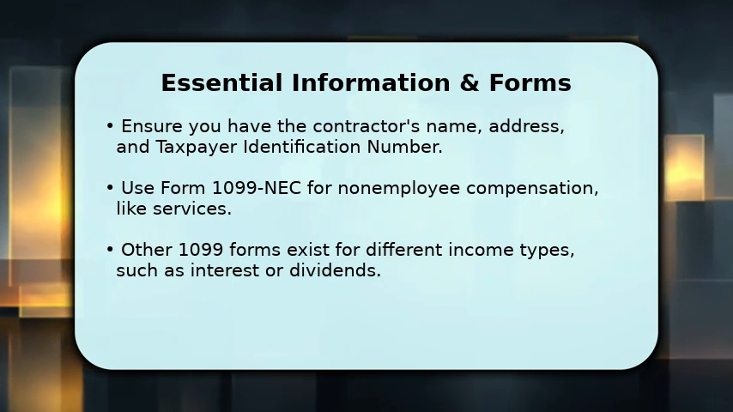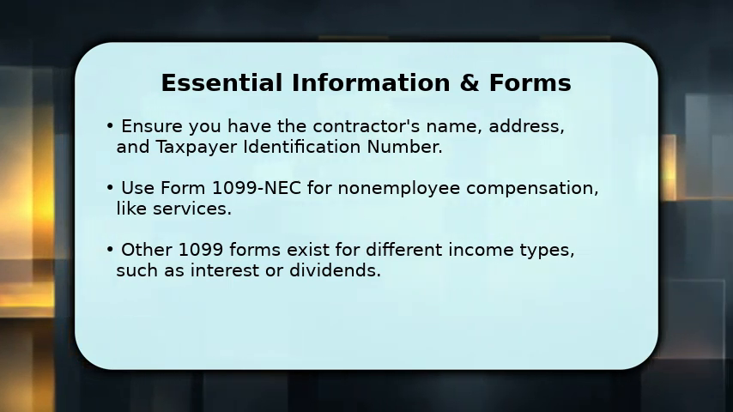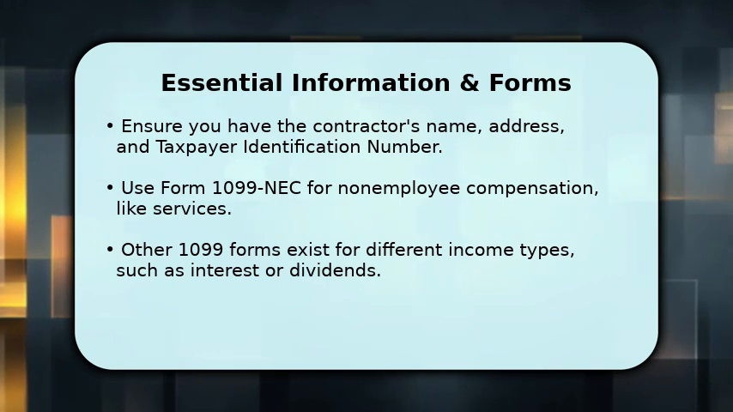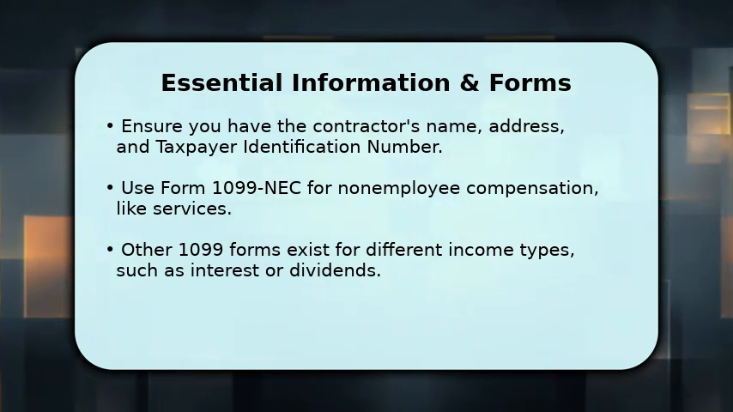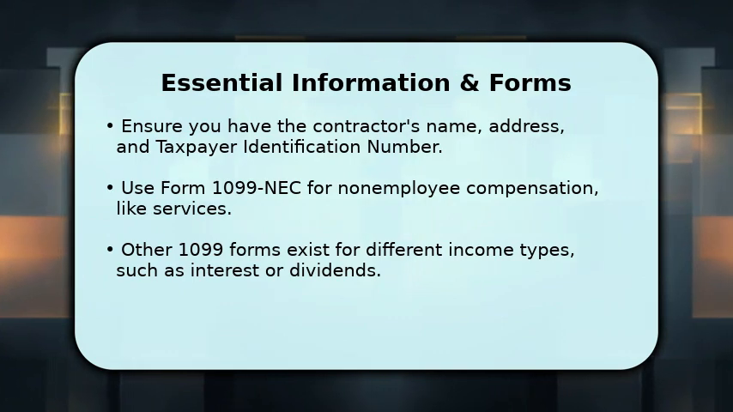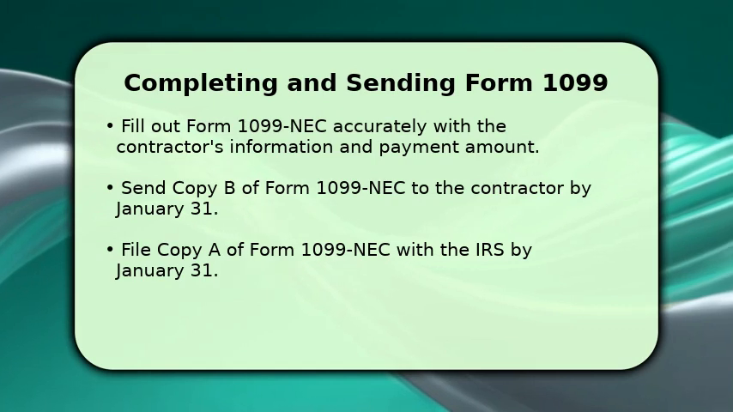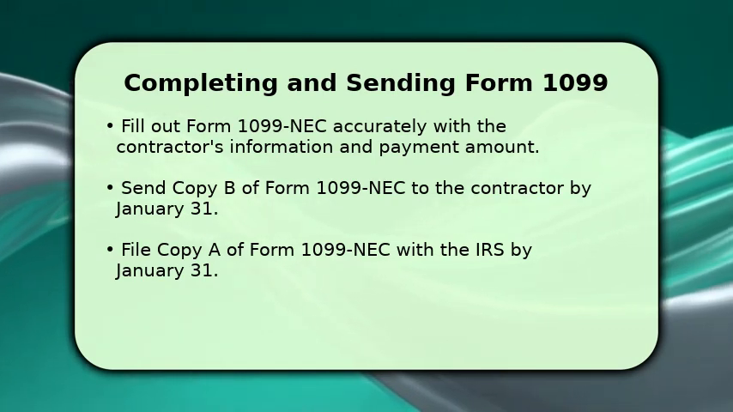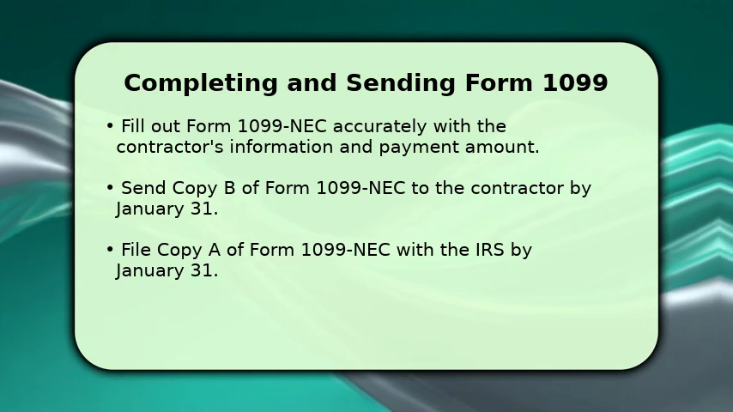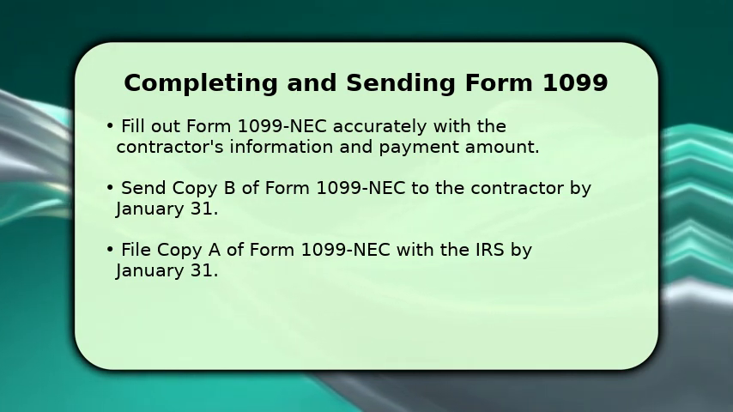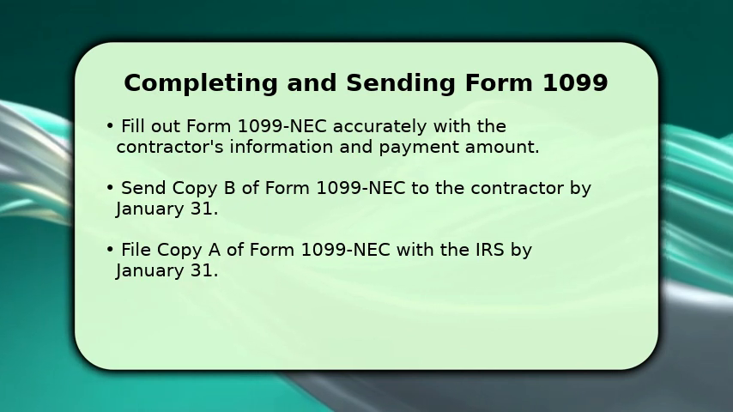Remember, there are various other Form 1099 types for different income categories, so ensure you select the correct one for your specific situation. Now it's time to complete Form 1099 NEC. Carefully enter the contractor's details and the total amount you paid them for services during the year. Accuracy is key to avoid issues.